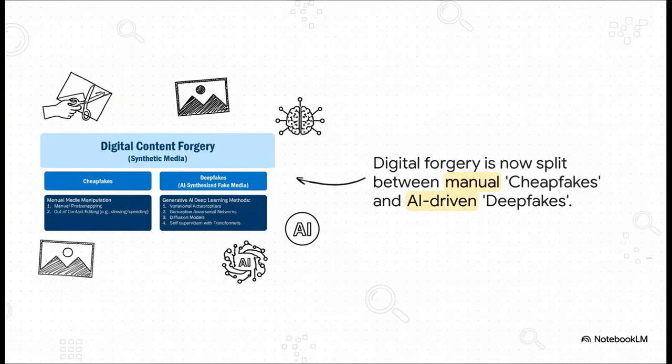And this is where we see that split really clearly. You've got two main categories now. On one side, you have the good old-fashioned manual stuff, the cheap fakes. But on the other, you have deep fakes. And these are completely synthesized by AI. It's literally the difference between touching up a photograph versus dreaming up a photograph that never existed and making it real from nothing but data.